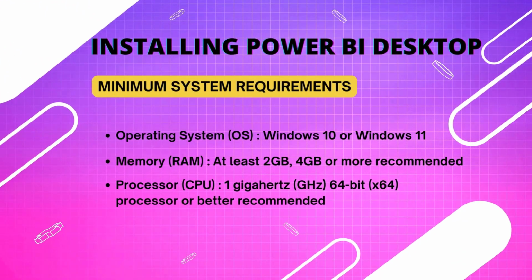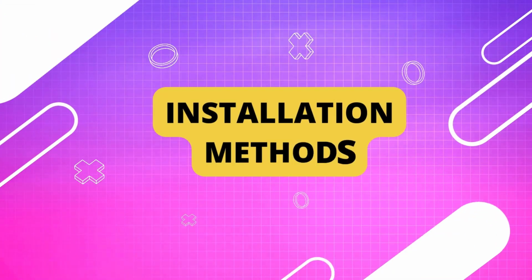Before installing Power BI Desktop, you must first ensure that your computer meets the minimum system requirements. These are some of the critical requirements as of the date of this recording. So you must have Windows 10 or Windows 11 operating system installed on your computer. For memory or RAM, you must have at least 2 GB, but 4 GB or more is recommended. And finally, CPU, you must have at least 1 GHz 64-bit processor or better. So these are the requirements by Microsoft, and I'll put a link in the video description below for a full listing.